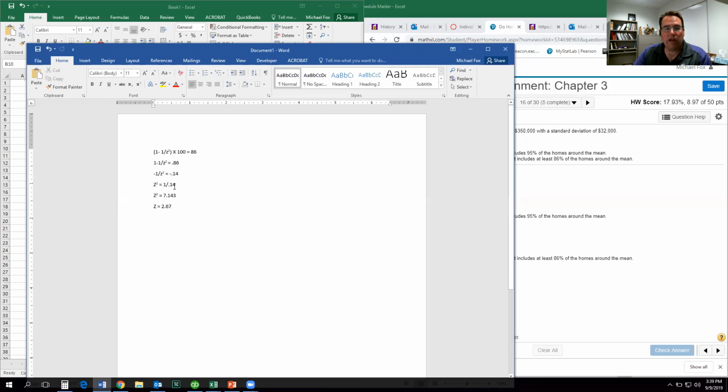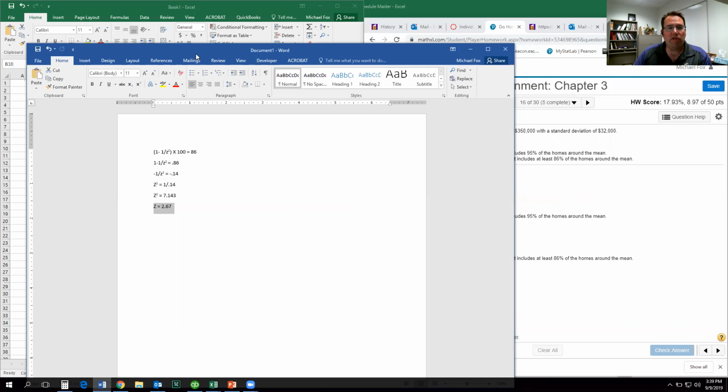Then we can divide it out. So we're left with z squared equals 1 over 0.14, which equals 7.143. Take the square root of that, and we get z equals 2.67. This is why this class has a prerequisite of Math 140, right? You have to be able to do a little bit of algebra at times, but it may not seem obvious.